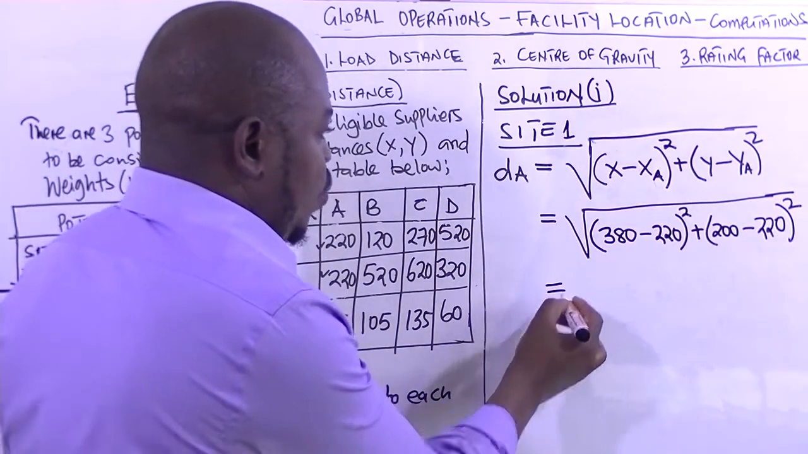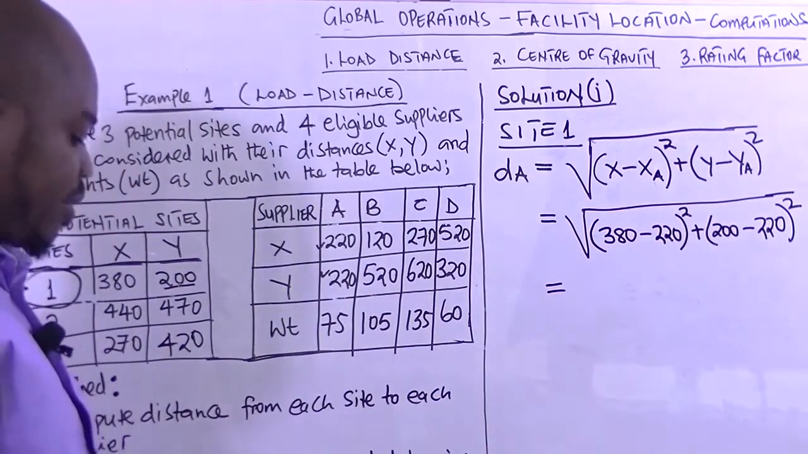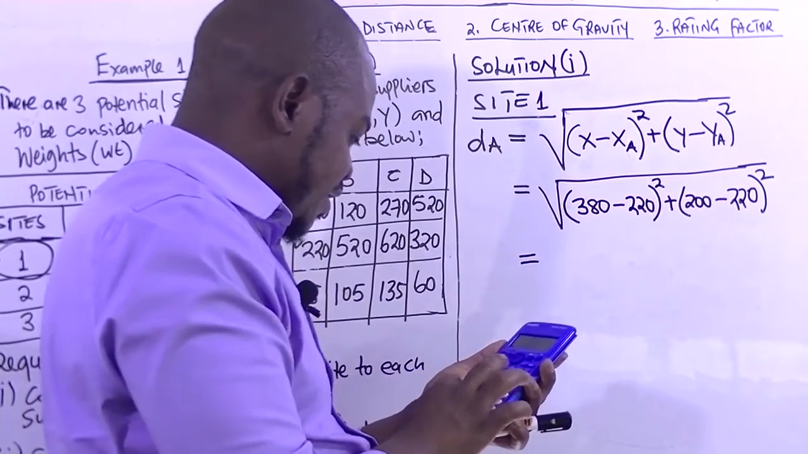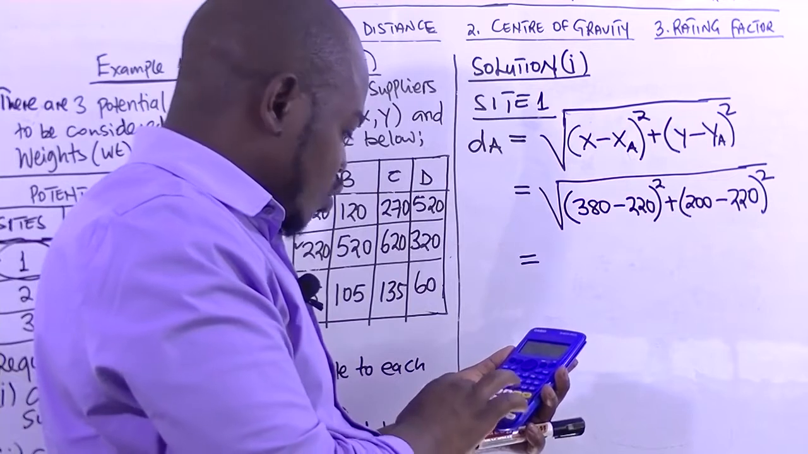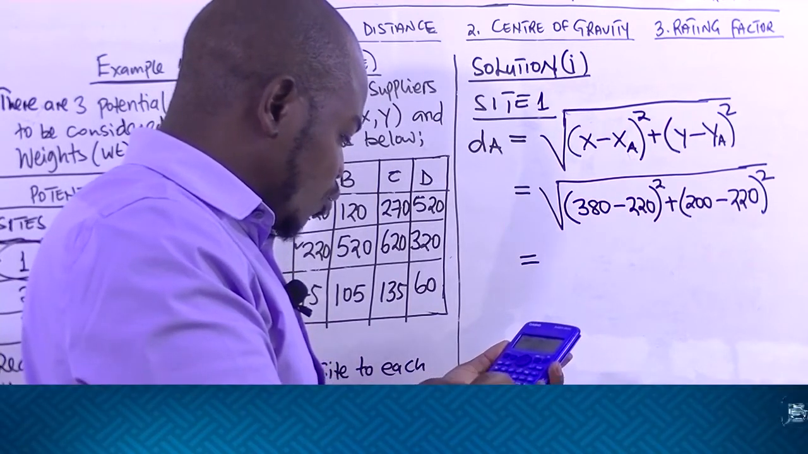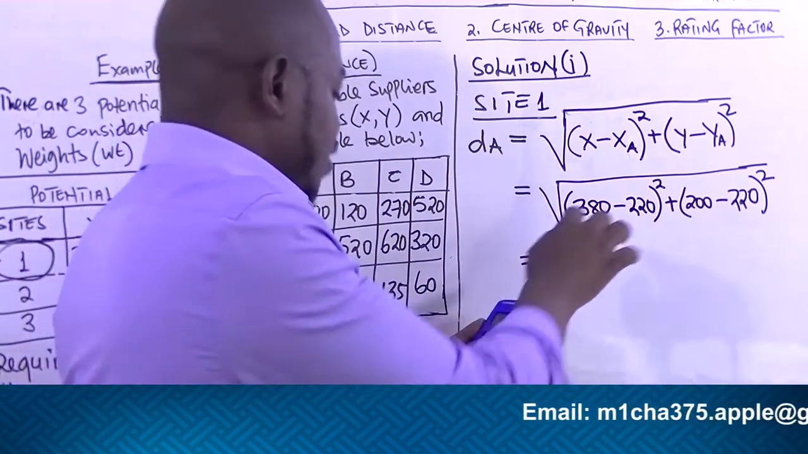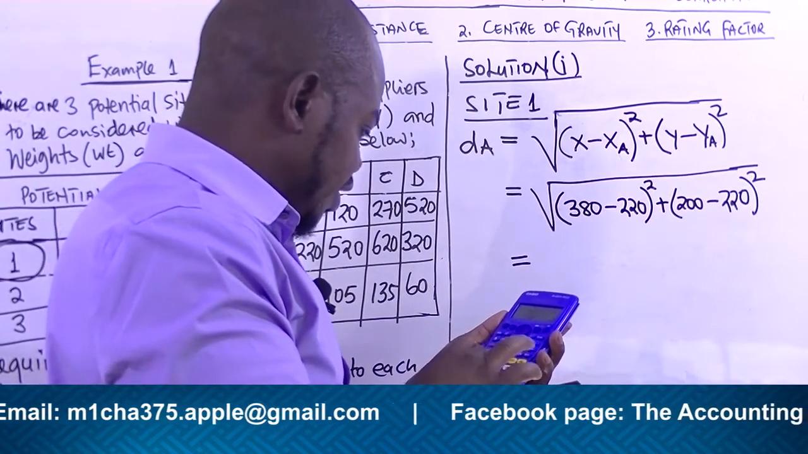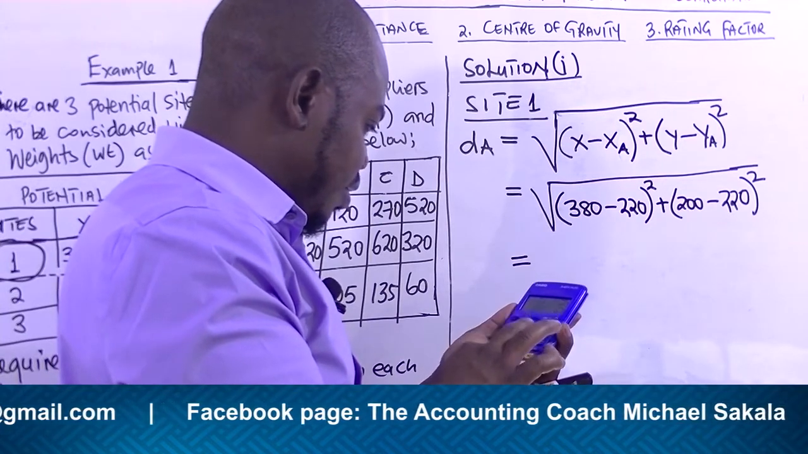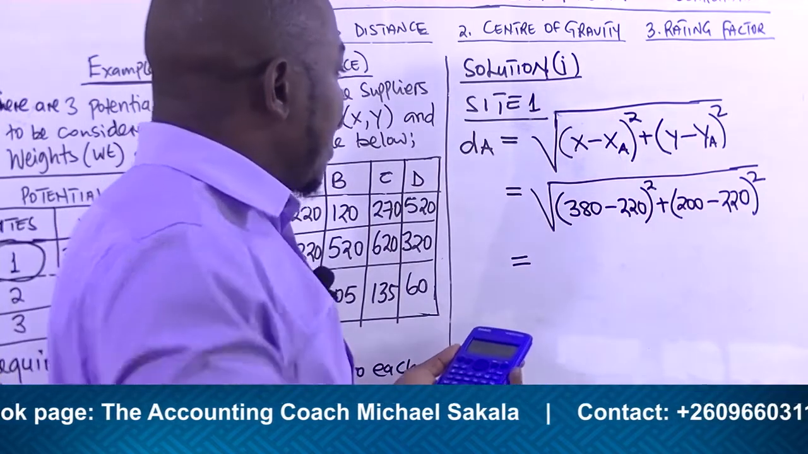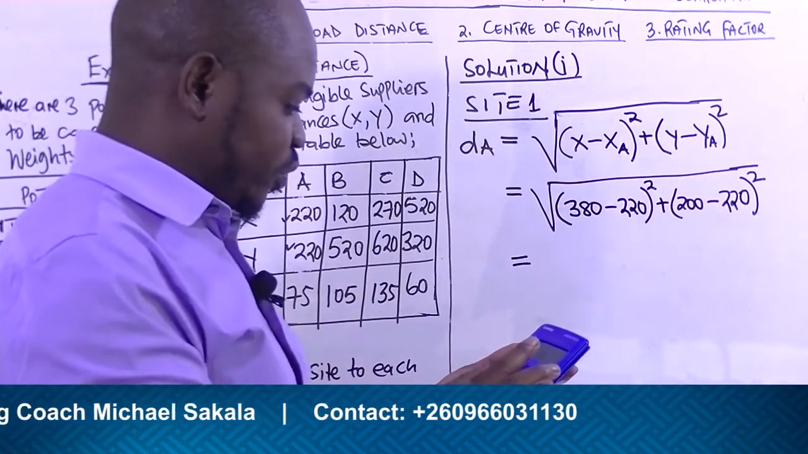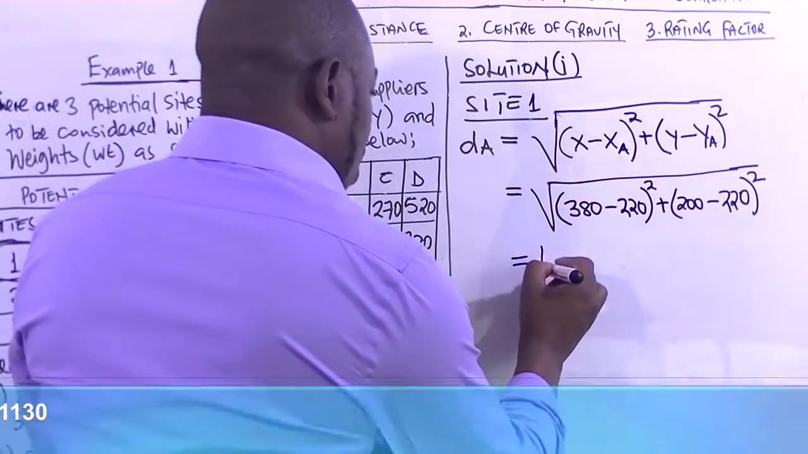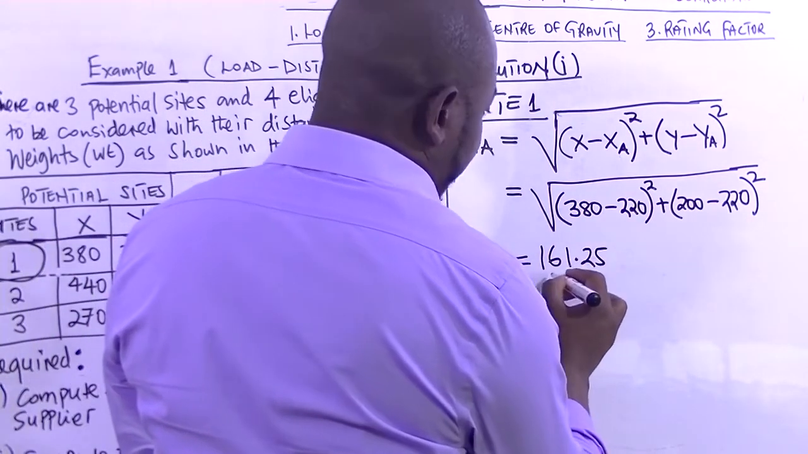And then now we can process this on the calculator. All right, let me grab my calculator there. The way I usually do it is open brackets first, open brackets, 380 minus 220, and then I shall say raise the power 2, and then I shall say plus, open brackets, 200 minus 220 raise the power 2, which is squared. I have 26,000. I haven't yet done the square root. So I'll go on the square root symbol and then press answer on my calculator and then square root that answer that I found. I'm getting 161.25 to 2 decimal places.